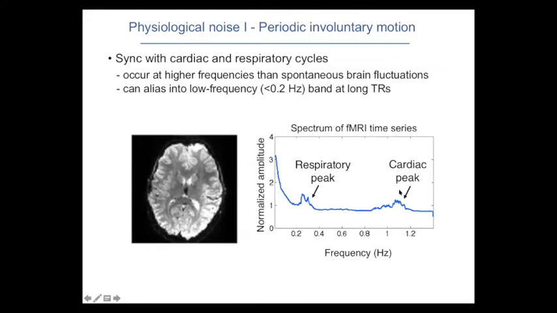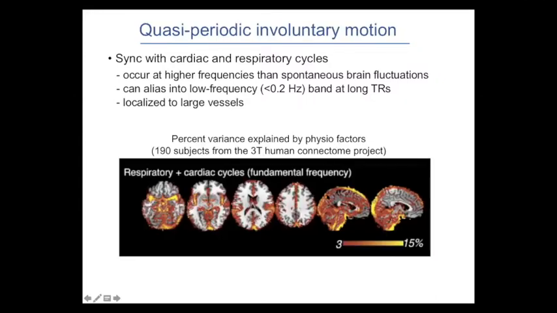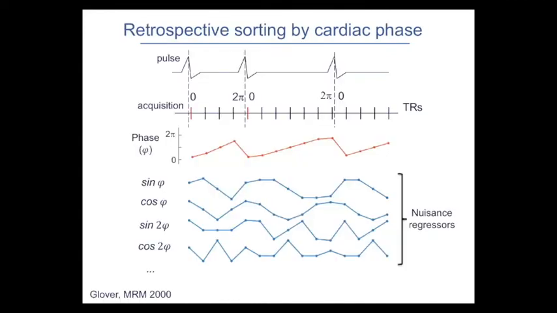The regions most affected by this kind of motion are localized near large vessels. The image here shows those regions whose percent signal variance is most explained by physiology-related fluctuations. I want to highlight why this is important. For instance, for the insula, I think lots of people are interested in emotional and cognitive functions, but it is really one of those regions that suffers most from physiology-induced motion. So that's something important to keep in mind.